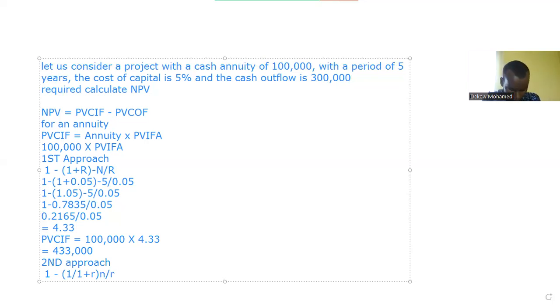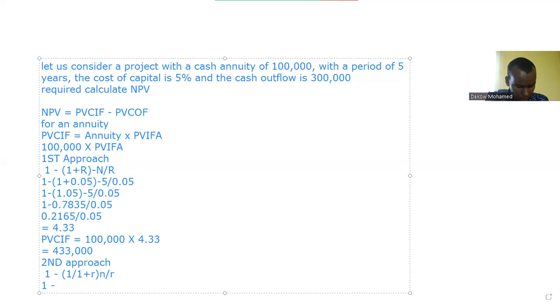You take 1 minus 1 over 1 plus r raised to n. Then divide all of it by r. Let's solve the bracket first. Remember, our r was 5%, which is 5 divided by 100, that is 0.05. If I take 1 plus 0.05, I will get 1.05. Then I raise it to 5, because our n is 5.